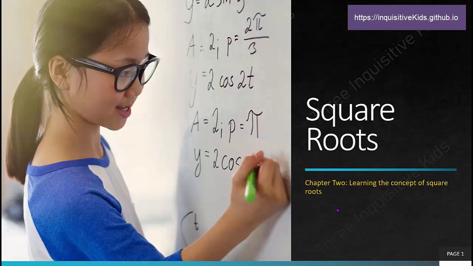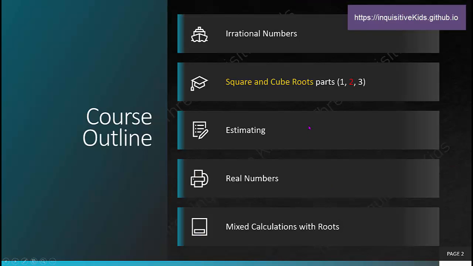Chapter 2, Learning the Concept of Square Roots. Now, square roots might sound familiar because last time we learned about arithmetic square roots. But this is just square roots, so I wonder what's the difference between them. And then, of course, in the next lesson we'll be learning about cube roots.